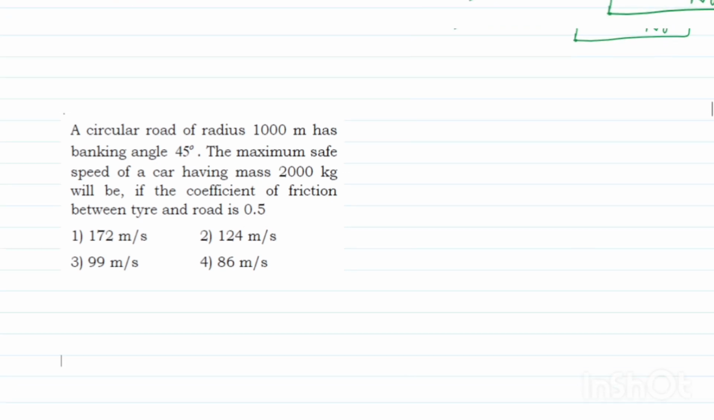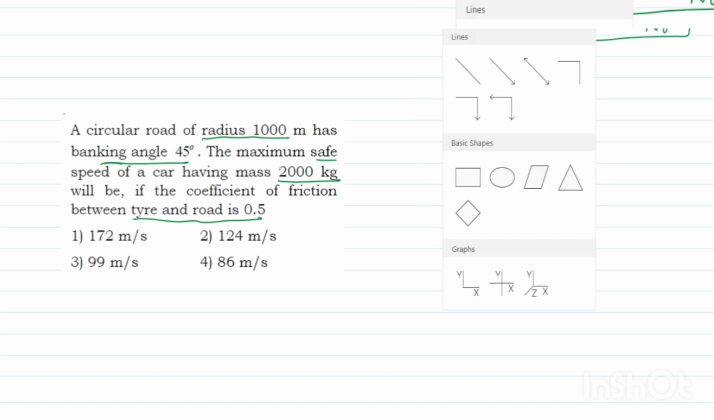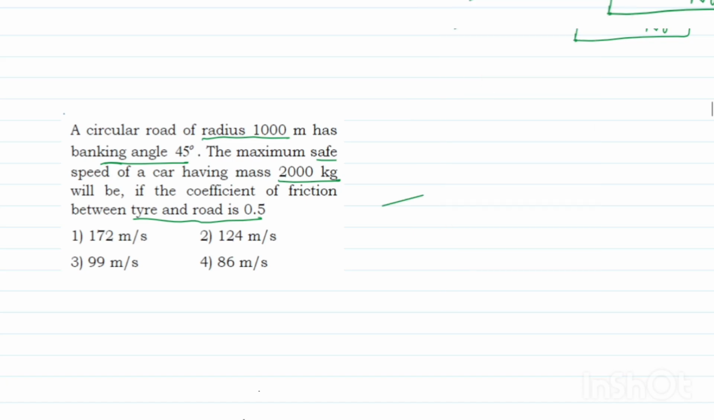A circular road of radius 1000 meters has a banking angle theta of 45 degrees. The maximum safe speed of a car having a mass of 200 kg is to be found. The coefficient of friction between the tire and the road is given as 0.5. So they are asking for the maximum safe velocity under the frictional force.